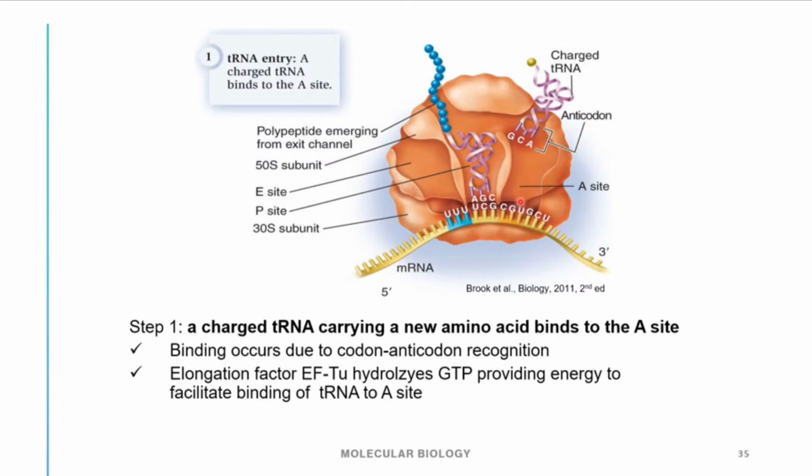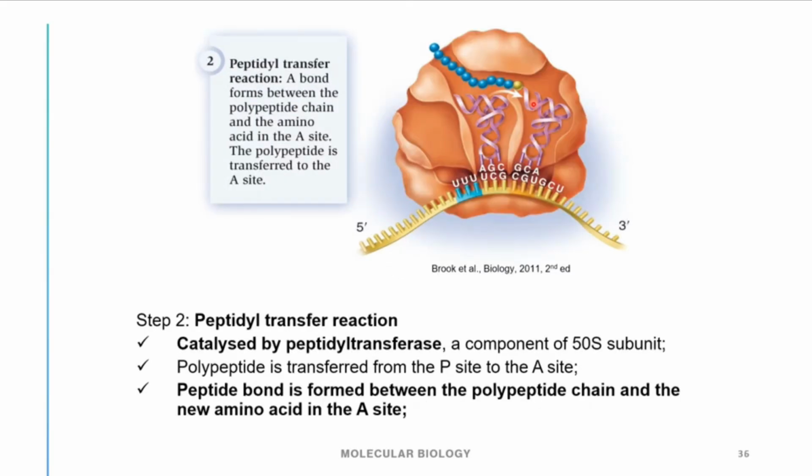Okay, so it's going to come in and it's going to bind to the mRNA because there is going to be hydrogen bonding between the anticodon and the codon sequence. Okay, and the elongation factor, EF2, is going to hydrolyze GTP to provide some energy, and this will help to bind the tRNA to the A site. Once the tRNA comes into the A site, make sure that it's actually the correct tRNA that has to be there, by hydrogen bonding.